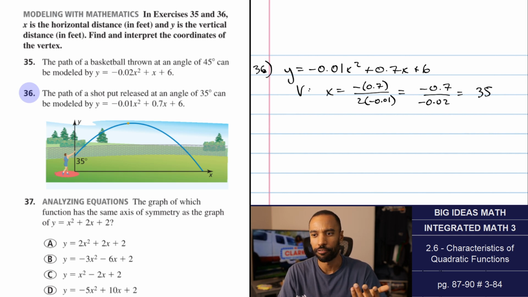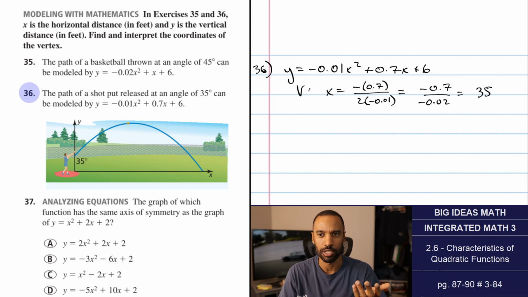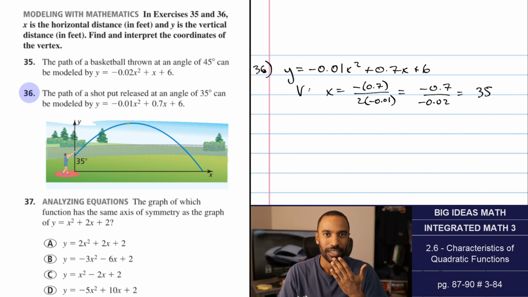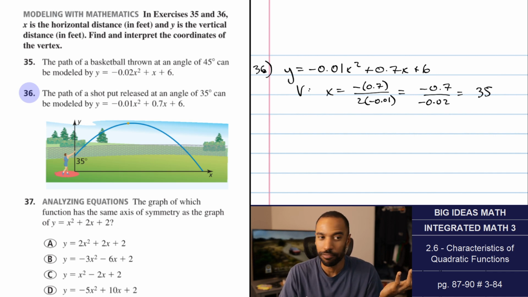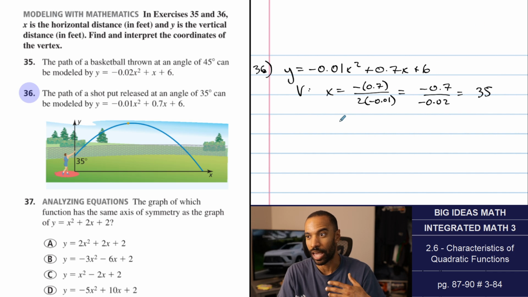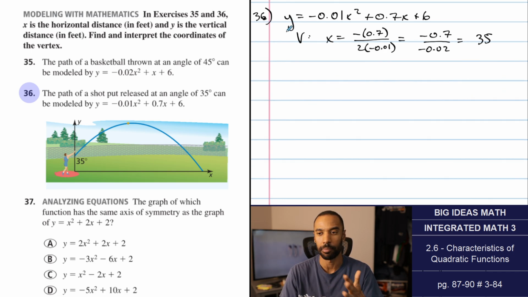That seems far for a shot put. I want to make sure my answer is right, and that that was as you wanted. How far can you throw a shot put? I'm going to go with 35. This is either a slight shot put or a strong person or a combination of both.